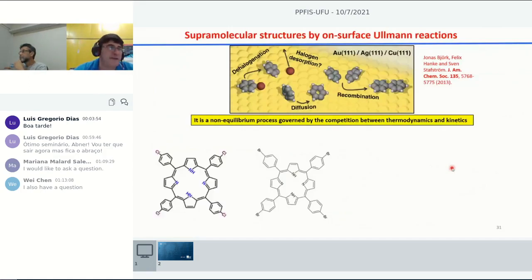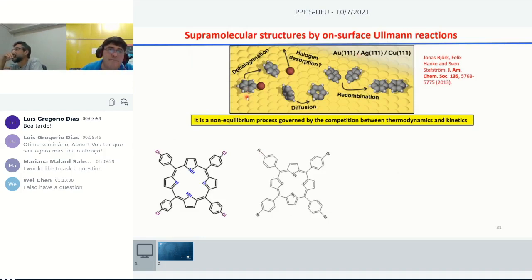We are more interested now in using different kinds of porphyrins like this that are not functionalized in the center. These are what they call free base porphyrins, but functionalized at the end with this phenyl group with a halogen atom. It could be chlorine, could be bromine. And why those atoms? Because we have a very old reaction, the Ullmann reaction.